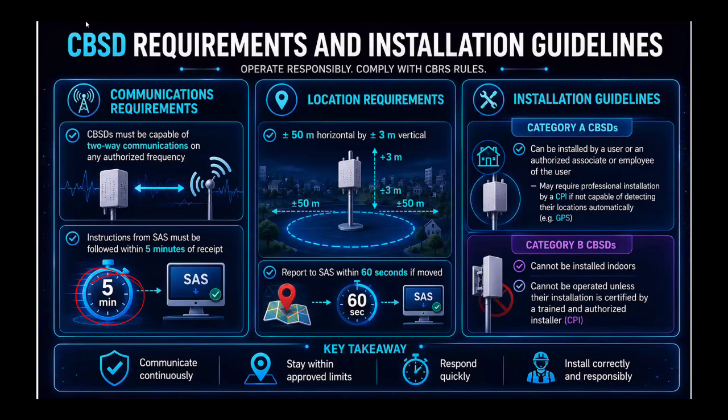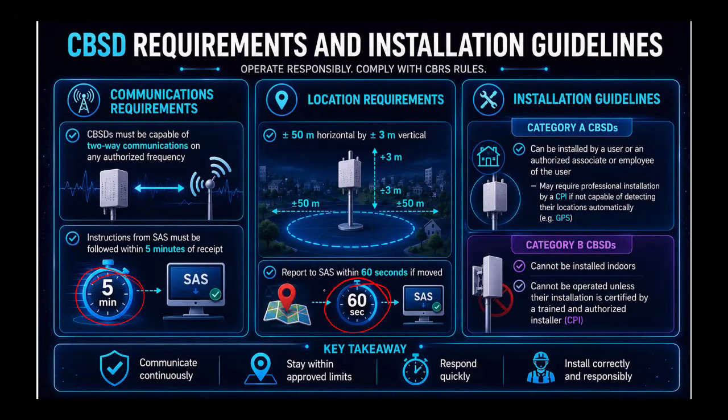This ensures that spectrum is shared safely and without causing interference. Then we have the location requirements. The SAS always needs to know where the CBSD is located. If the CBSD is moved to a new location, it must report its new location to the SAS within 60 seconds. This is very important because spectrum availability depends on the location.